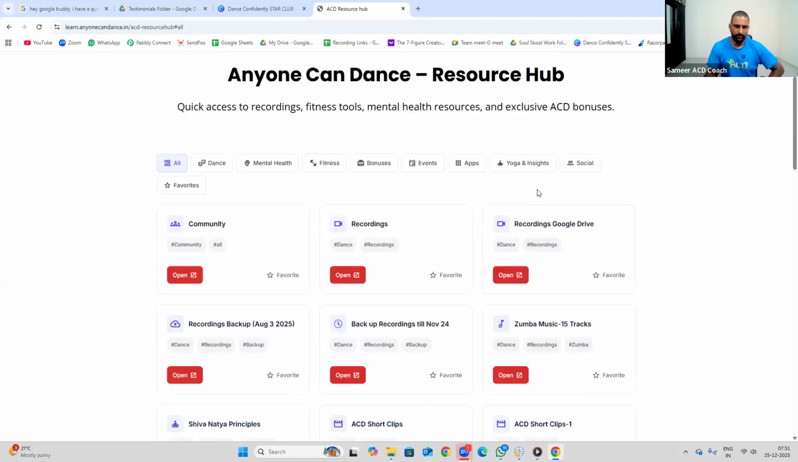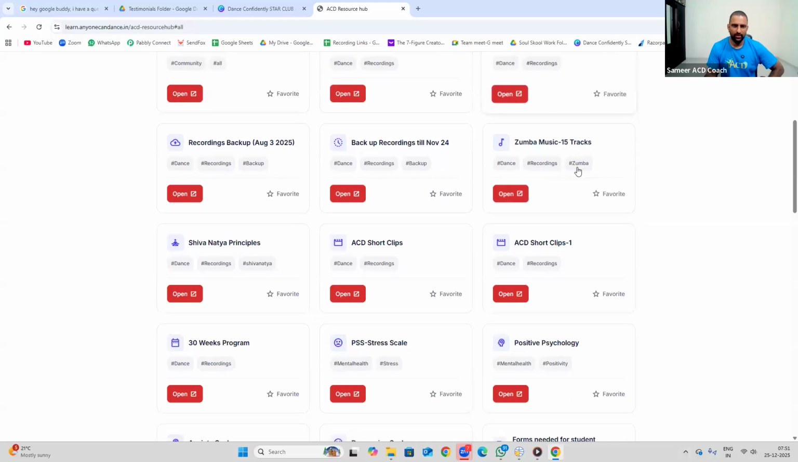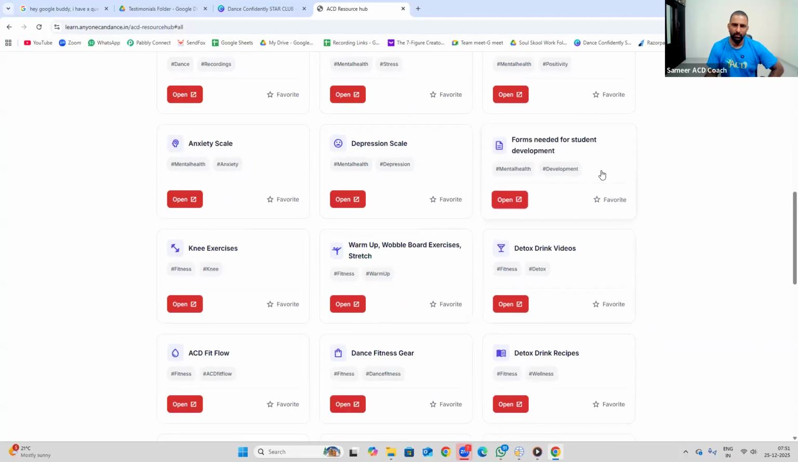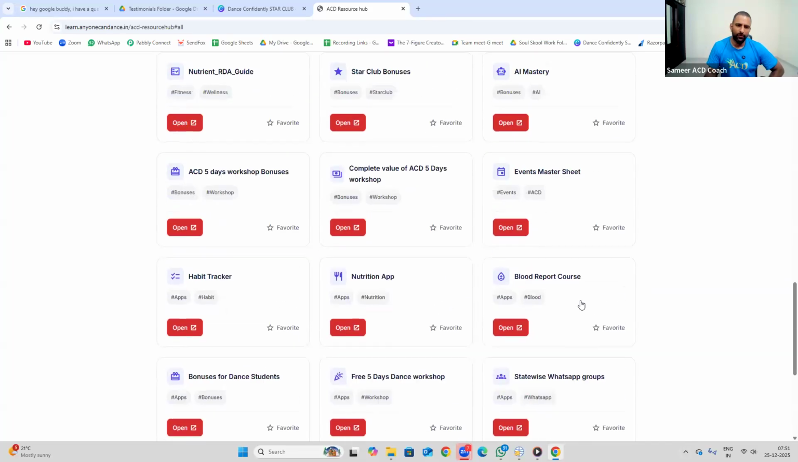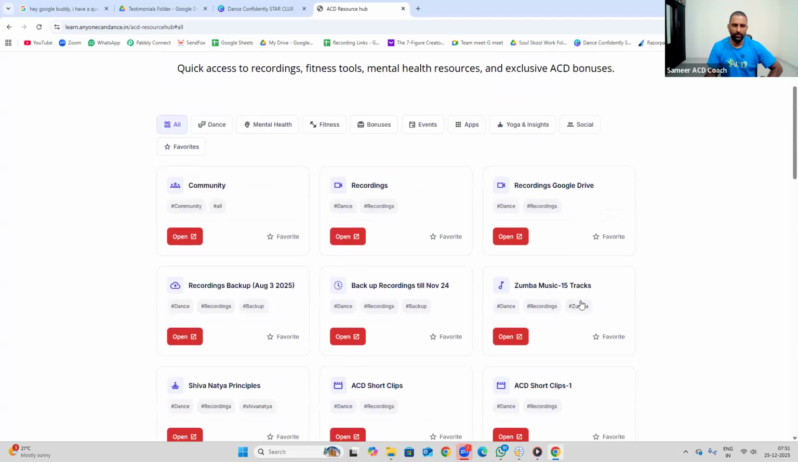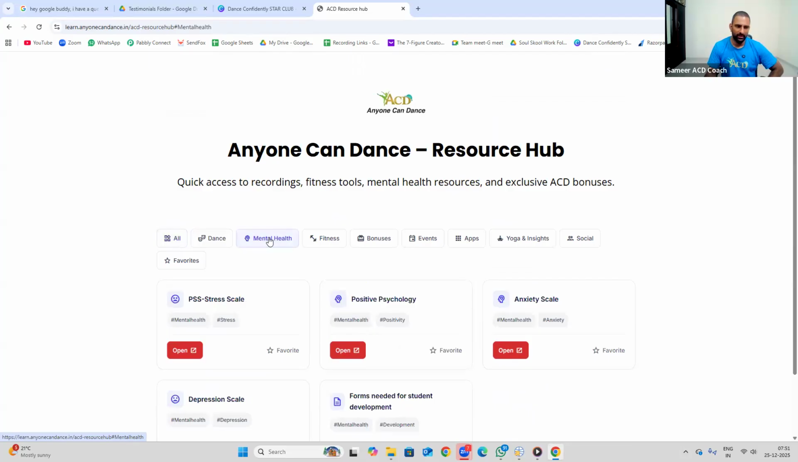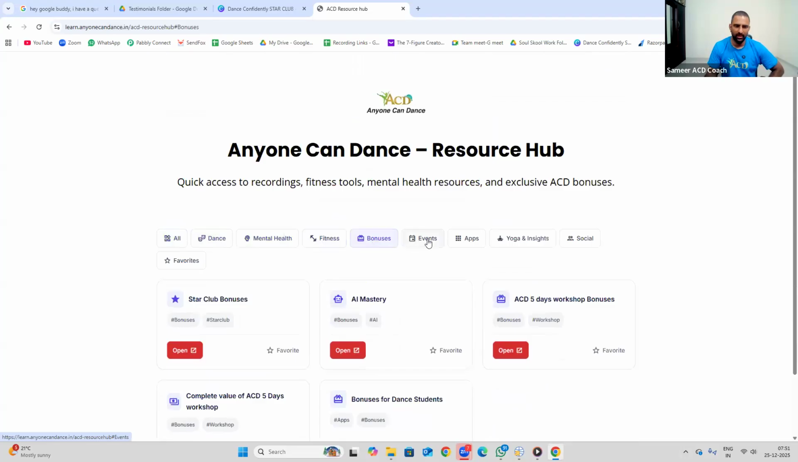So the resource hub includes community access, where we have our own community software, recordings, Zumba music, Shiva natya principles, short clips, 30 weeks program, stress, psychology, anxiety, depression skills. And for my student development, the forms needed, detox drinks, wobble board, stretching exercises and warm-up exercises, knee exercises, fit floor, fitness gear. Everything we are offering is on one page. If anyone is looking for mental health, you click this. If anyone is looking for dance, fitness, bonuses, events, they are here.